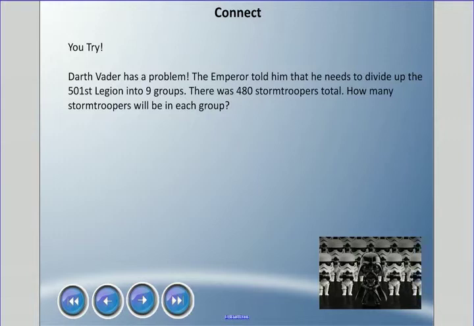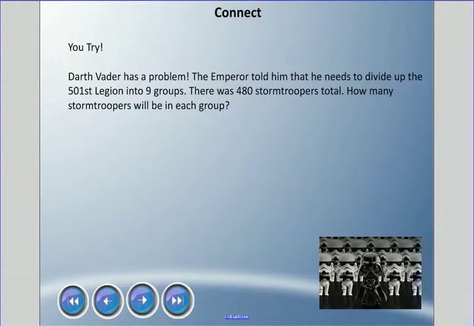And I created this problem because Rogue One just came out on DVD. Sorry to date this video, but Star Wars on my brain. Anyways, the Emperor told him that he needs to divide up the 501st Legion into 9 groups. There was 480 stormtroopers total in the 501st Legion. How many stormtroopers will be in each group?